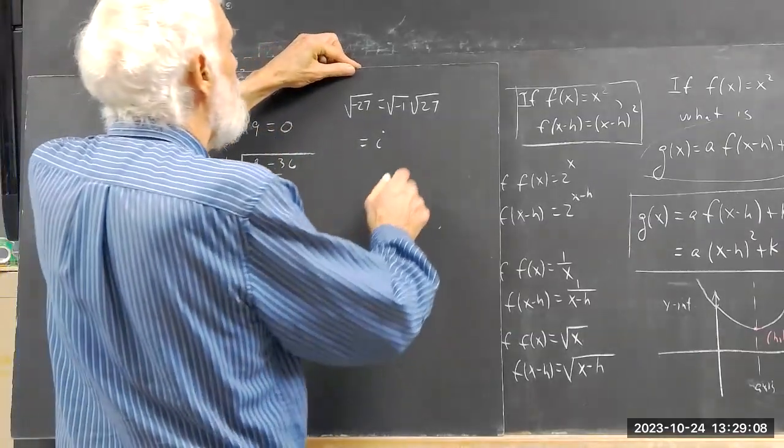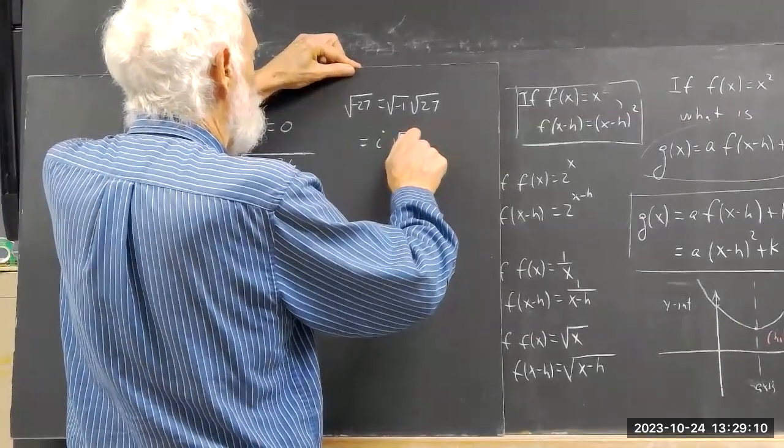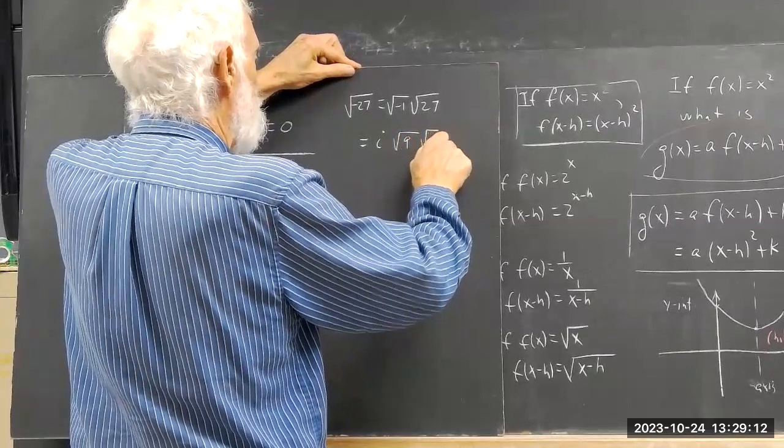Okay. And then the square root of 27 is the square root of 9 times the square root of 3.